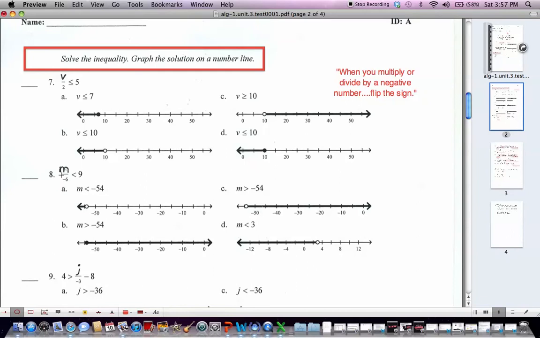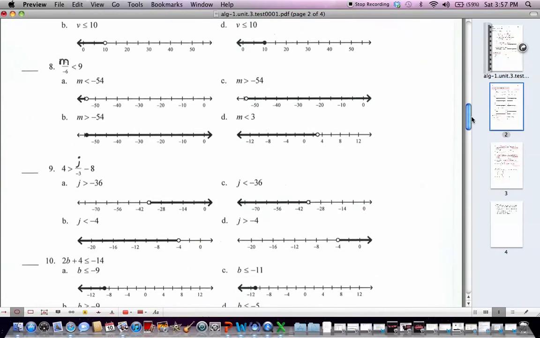Number 8, M divided by -6 is less than 9. We're going to solve for M. And remember, on these, how do you get that division there? You have to multiply by the reciprocal. So you remember that? And again, it's A, B, C, and D, and we're looking for when you solve for M and if it's graphed correctly. Remember, is it going to be an open circle, closed circle? And remember the direction that you're shading in your line. That's number 8.